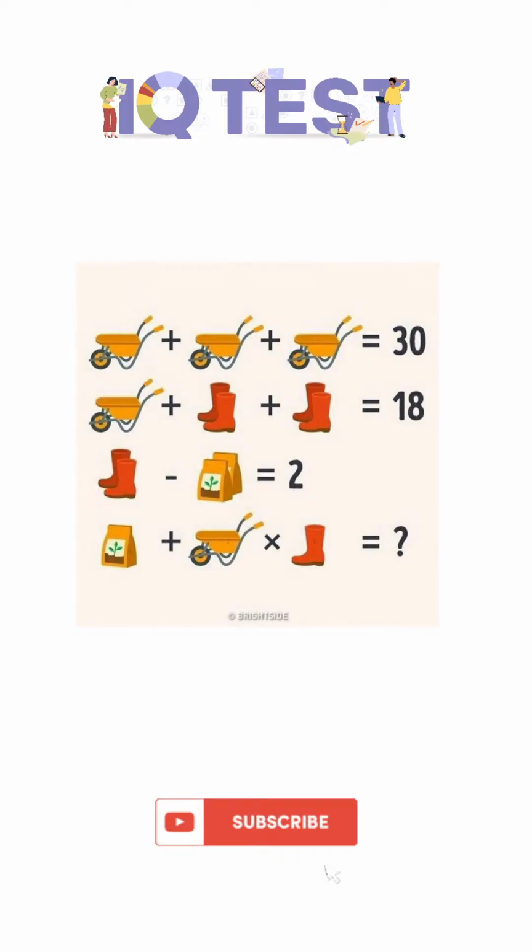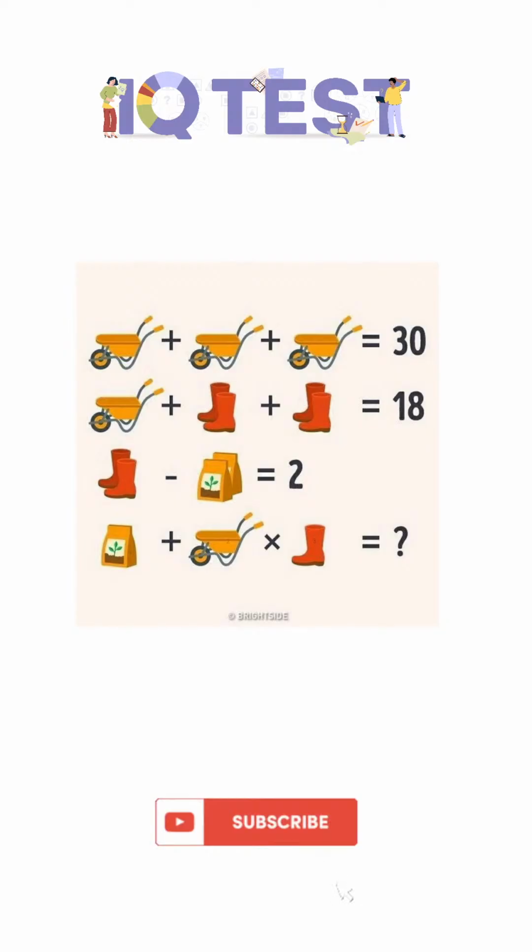Okay, so let's look at the answer together over here. For this particular one, we have 3 wheelbarrows equal to 30, so obviously each wheelbarrow is 10. Then we have 1 wheelbarrow plus a pair of boots, or Wellington boots, equal to 18. It means that if we take the wheelbarrow from 18, we'll get 8. So the Wellington boot pair is 4, and individually 1 is 2. So the boots are 2 each.